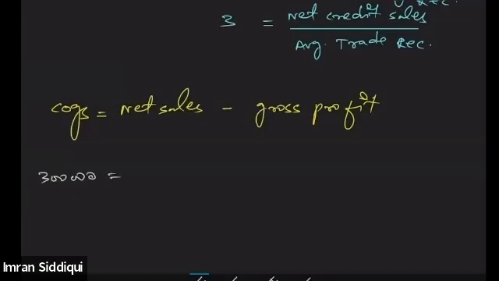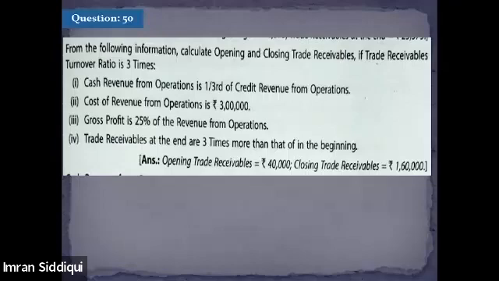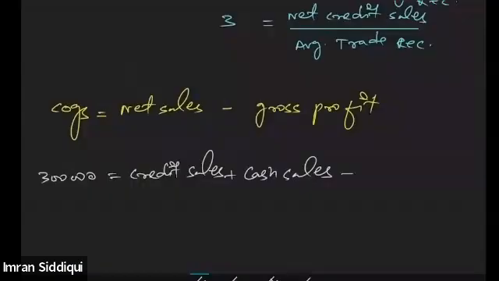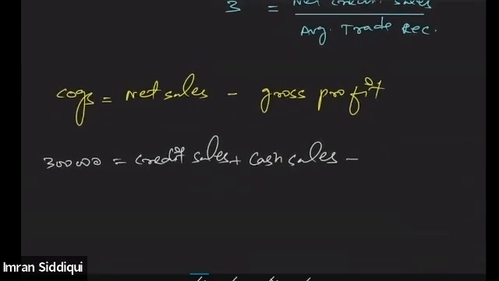And net sales is calculated by adding the credit sales plus cash sales. And gross profit is calculated always on the total sale. So gross profit cannot be calculated since it says gross profit is 25% of revenue, and we have no idea about the revenue. But just consider, can we take the value of the revenue or the sales as equal to X?